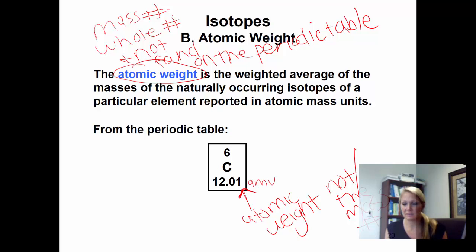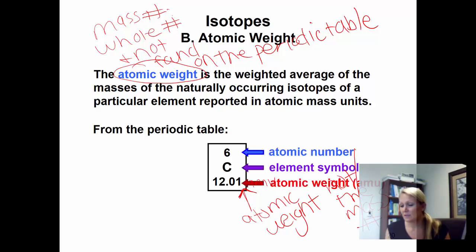Okay, so that's the difference between the two. The mass number is looking at a specific isotope, where the atomic weight averages all of those isotopes and puts it on the periodic table. Different periodic tables may use a different number of significant digits, but notice it's not a whole number.